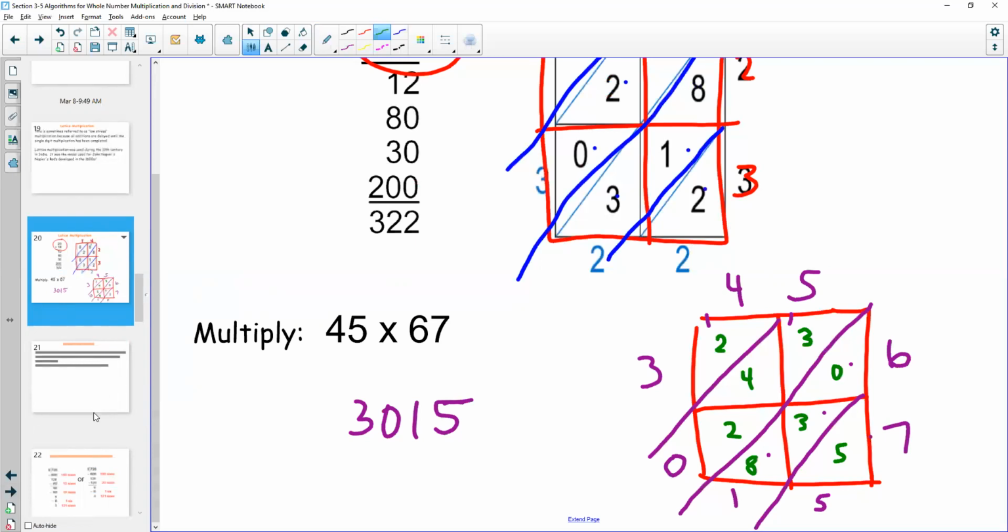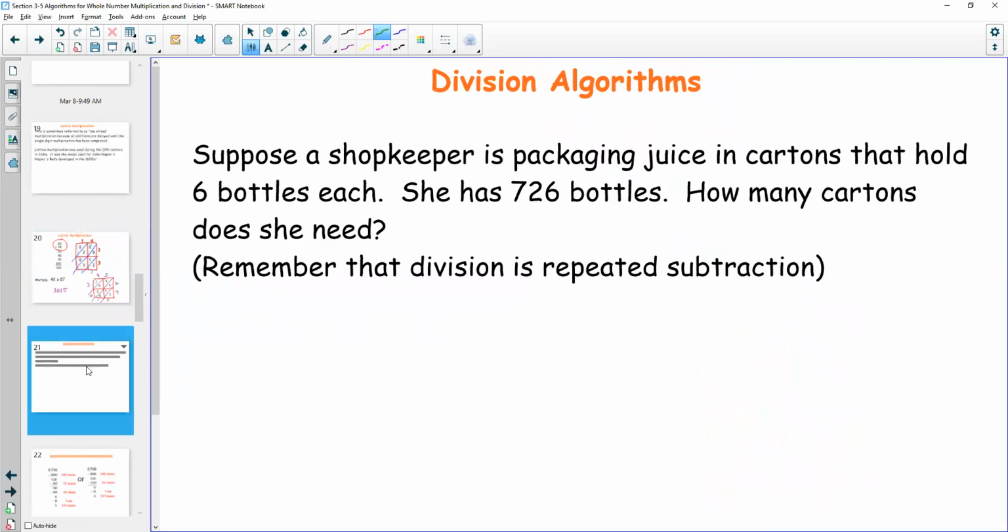Let's move to everybody's favorite part, division. All right, so let's start with just a question. There's a shopkeeper and she's putting juice into cartons that hold 6 bottles each. She has 726 bottles. How many cartons does she need? So you do that first, no calculator. Whatever way you do division, how do you figure that out?